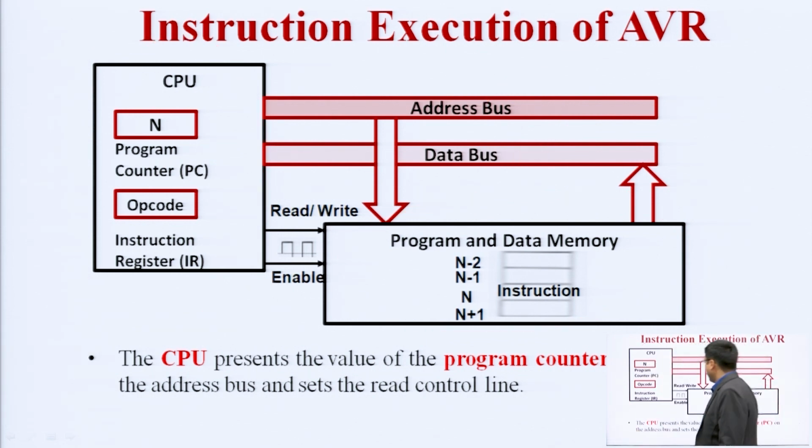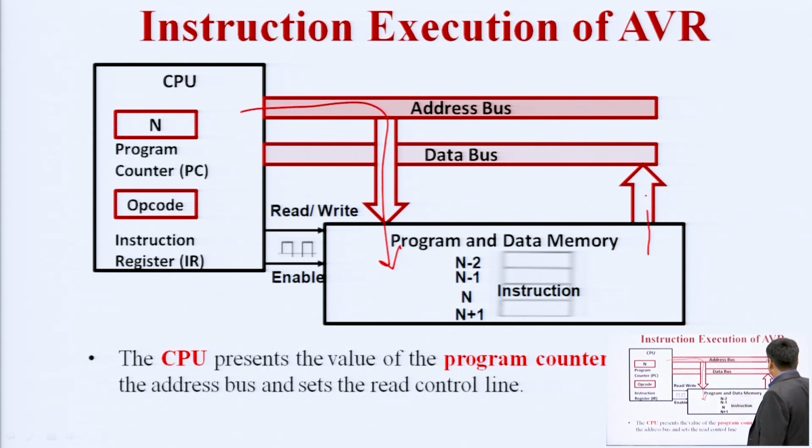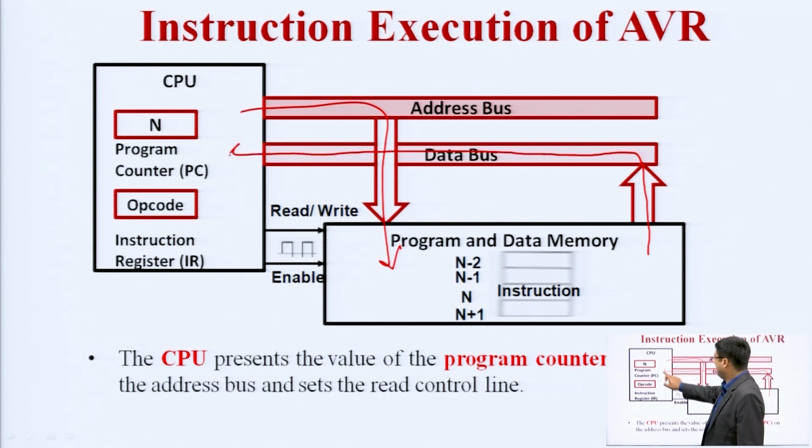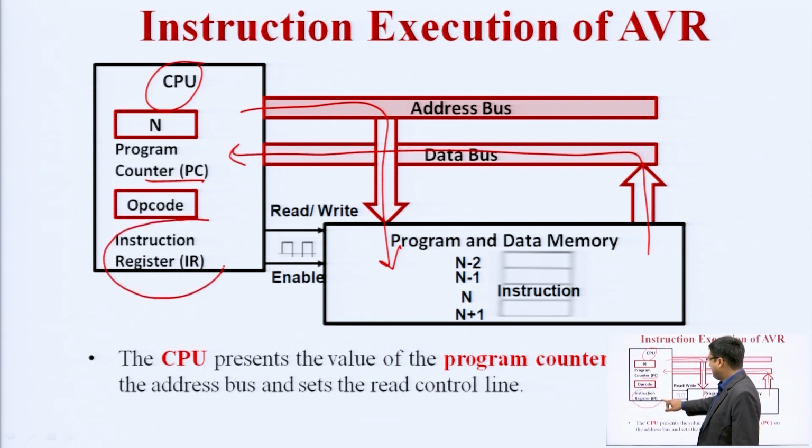How does the execution take place? What is the function of the CPU? To carry out the operations, whatever we are dealing with in the input, it will be carried out in the CPU section. It has a program counter which points to the next instruction to be executed by the microcontroller. It has an instruction register, and there are two types of buses: address bus and data bus.